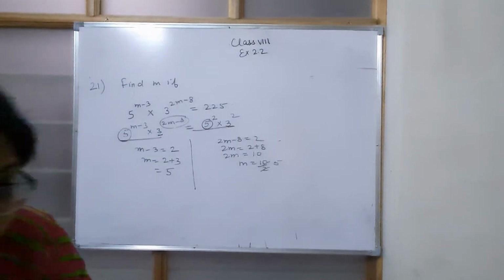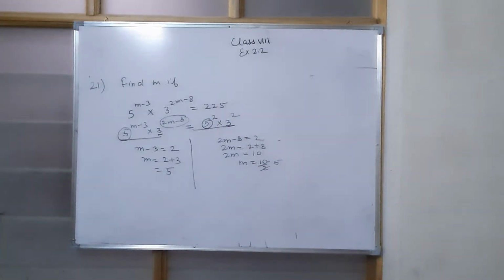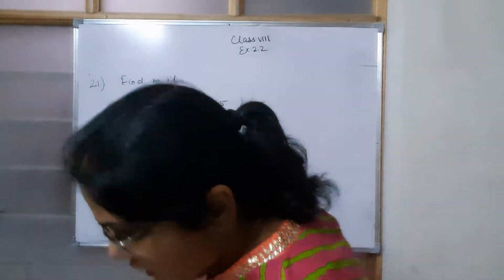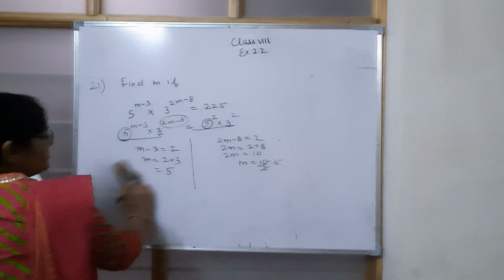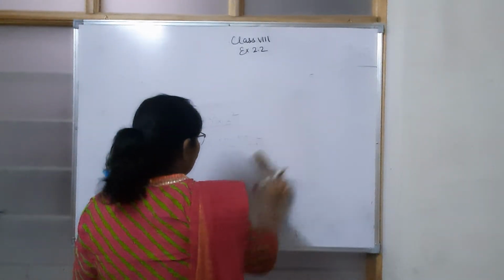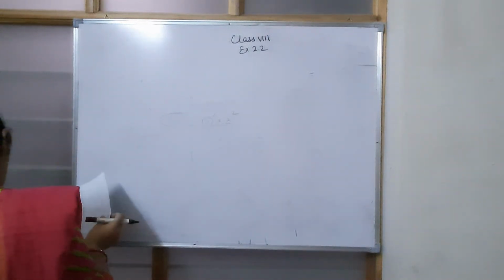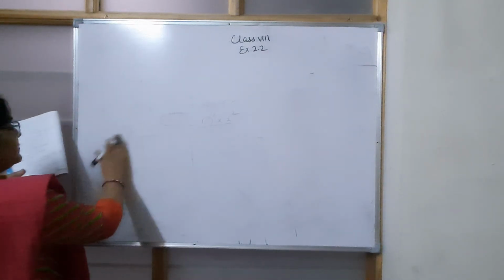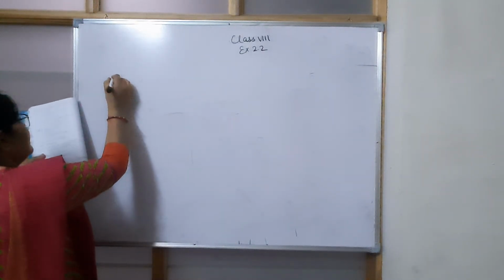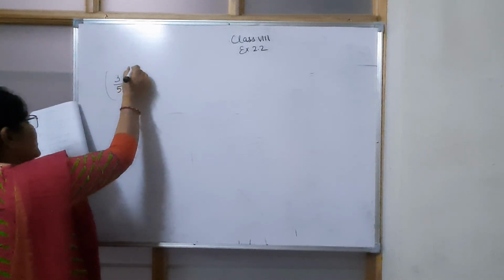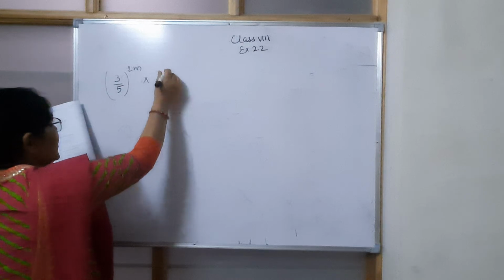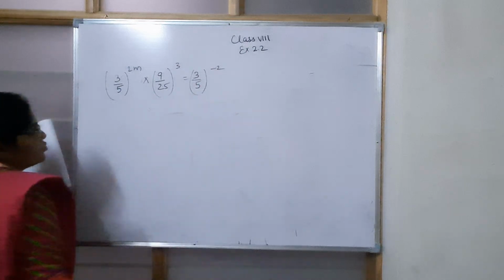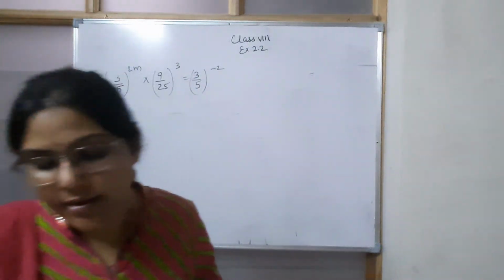Now moving on to our next question. An example which I have given you in the test. I just want to discuss that question with you. Quickly I am going to discuss one of the examples I have given you. So this was the question: if 3 upon 5 raised to the power 2m, multiplied with 9 upon 25 raised to the power 3, is 3 upon 5 raised to the power minus 2, we just need to find the value of m. It is one and the same thing.